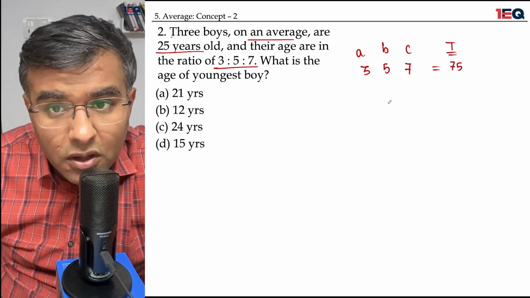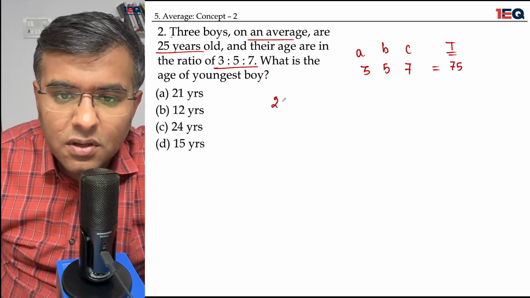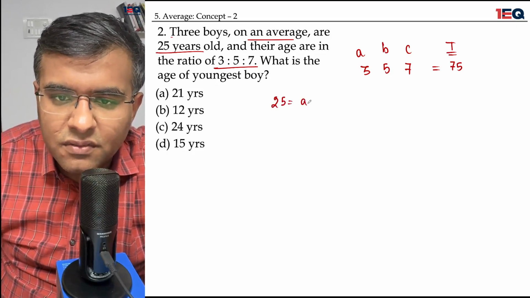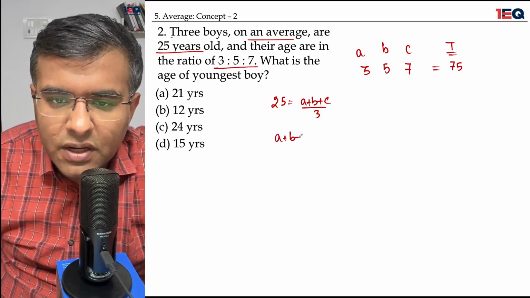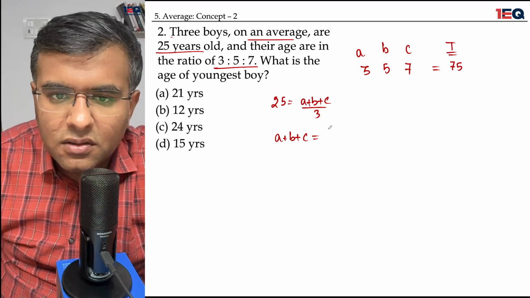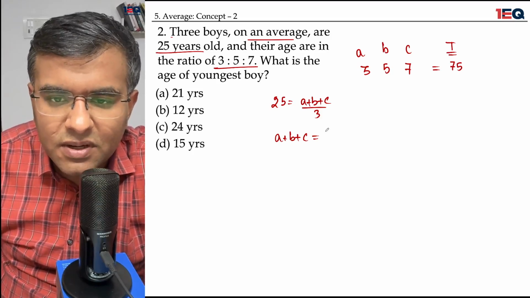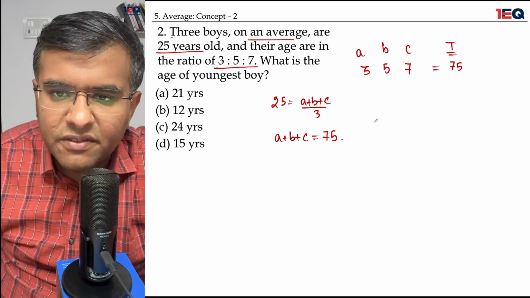How did I come to the conclusion of 75? Because 25 was the average of A plus B plus C whole upon 3. This is the average of A plus B plus C. If I wish to find out the sum of A plus B plus C, the 3 would go to the other side and get cross multiplied. This would give me a 75.